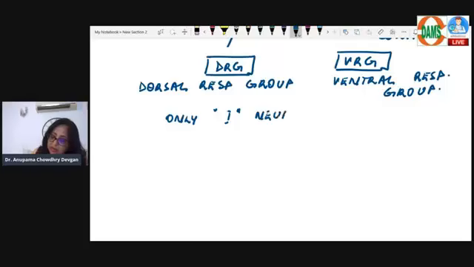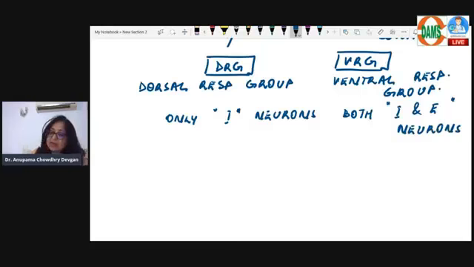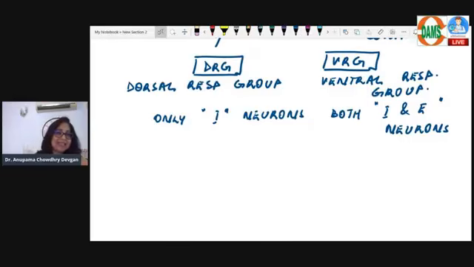It has only I neurons, I standing for inspiration. That means DRG can send signals only for inspiration. VRG has both I and E neurons. That means VRG can send signals for both inspiration as well as expiration. Only I neurons at DRG. VRG has got both I and E neurons.